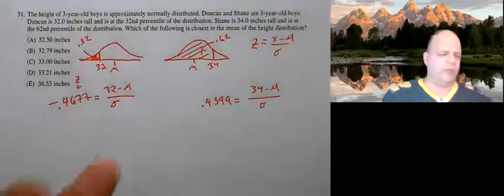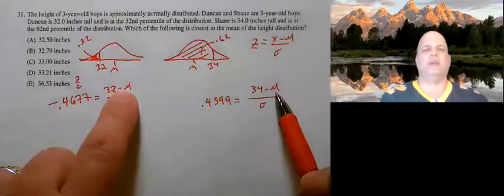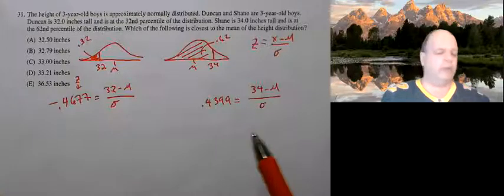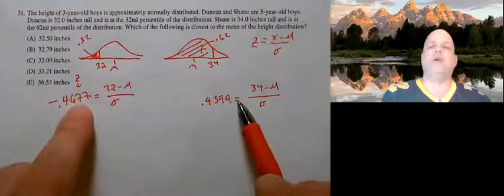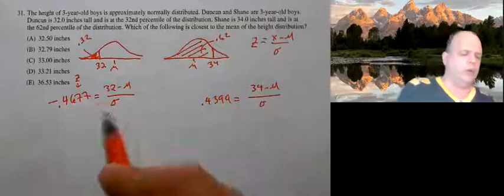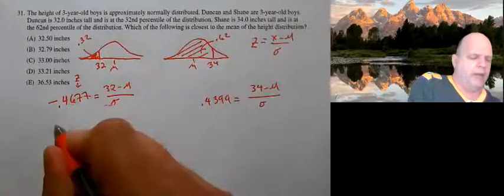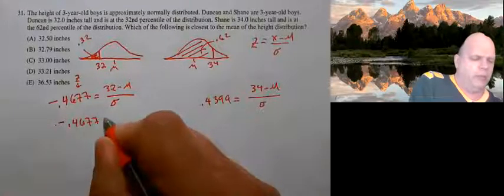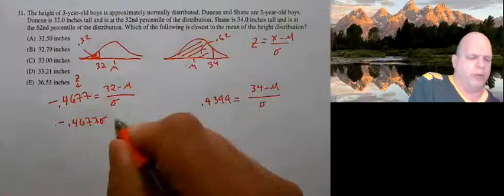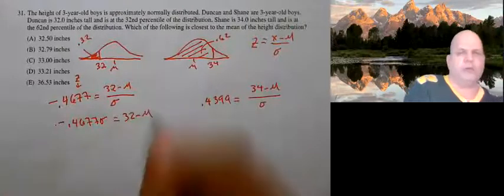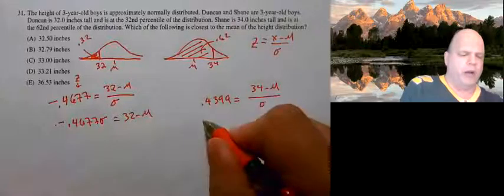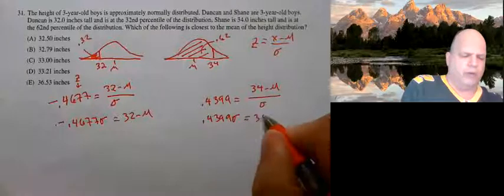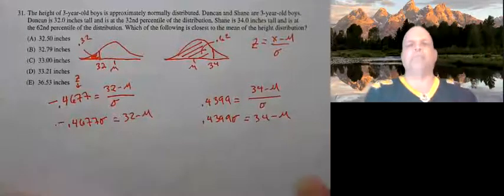Unfortunately, I'm missing the standard deviation and the mean, but I know that they're the same. And then I recognize something about algebra. And yes, I get to do a system of equations because I have two equations here and I have two unknowns. So I'm going to rearrange this. I'm going to have negative 0.4677 sigma, just multiply both sides by sigma, equals 32 minus mu. Doing the same thing over here, I have 0.4399 sigma equals 34 minus mean.